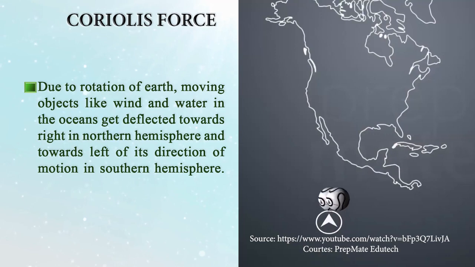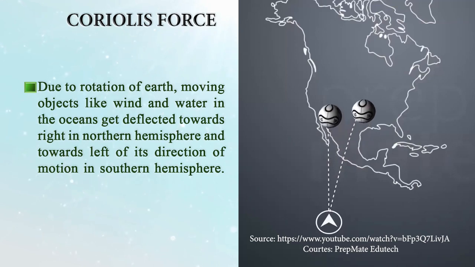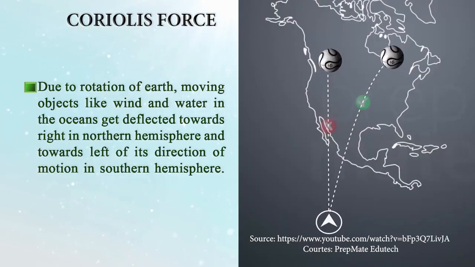And due to Coriolis force also, it is the most important force that drags the ocean currents and deflects the currents in a particular direction. And you must have studied about Coriolis force when you studied the block on atmosphere. It is due to the rotation of the earth that moving objects like water, wind, etc. get deflected towards the right in the northern hemisphere and towards the left in the southern hemisphere.